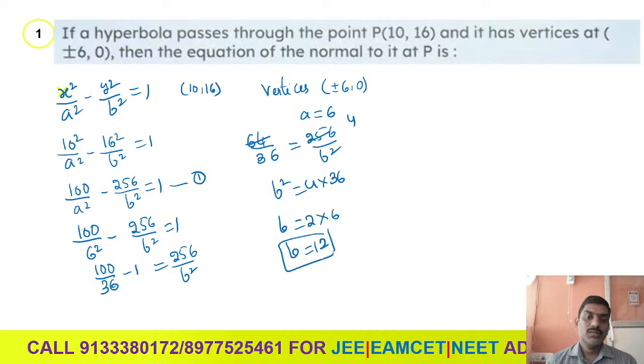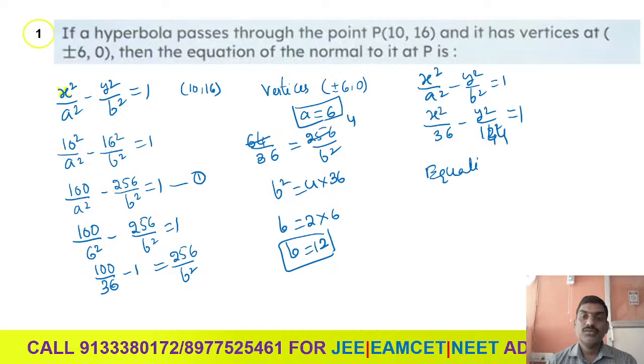So we got the b value. And then what they're asking here, a value and b value both we got. A is equal to 6 and b is equal to 12. So what is the equation of the hyperbola? x square over a square minus y square over b square is equal to 1.